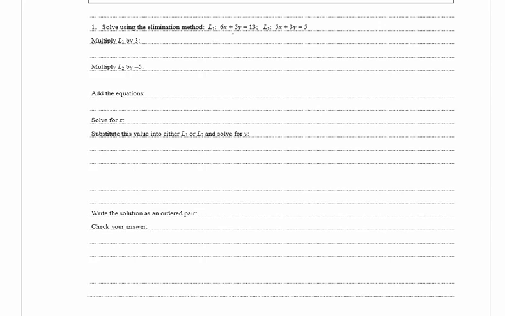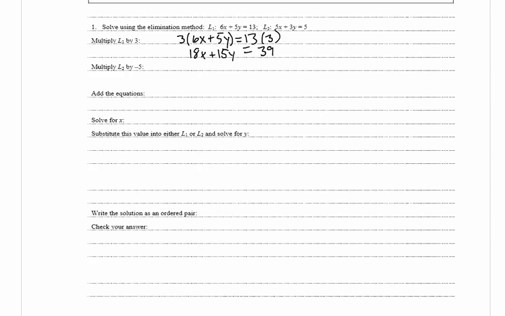In 1, it says, solve using elimination method. L1 is 6x plus 5y is equal to 13, and L2 is 5x plus 3y is equal to 5. And they tell us the first thing we're going to do is multiply L1 by 3. So we have 3 times (6x plus 5y) is equal to 13 times 3. And now we're going to distribute the 3 through the parentheses on the left side of the equation, and we get 18x plus 15y is equal to 13 times 3 is 39.